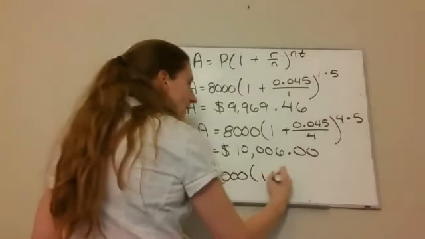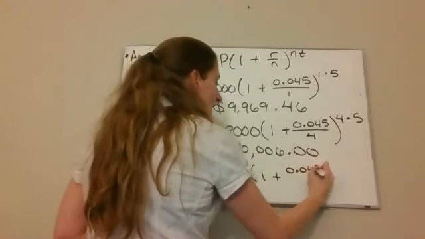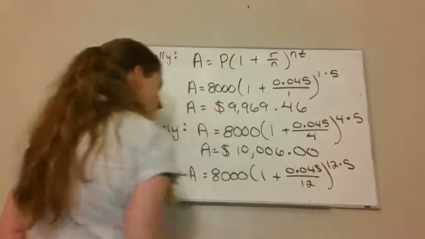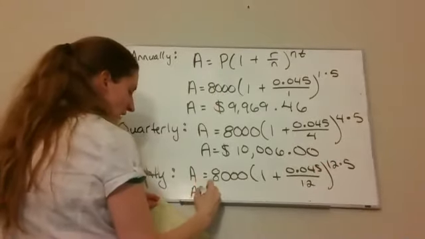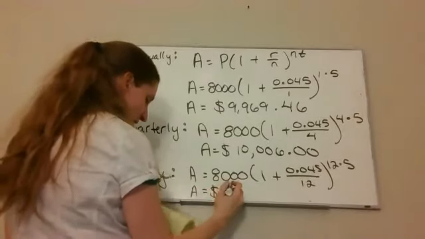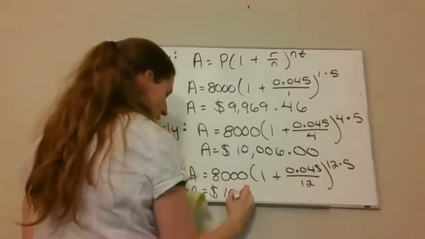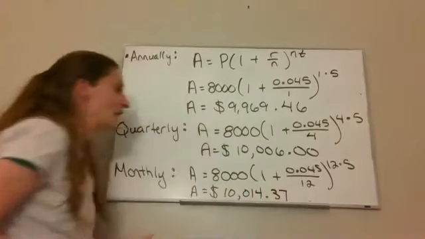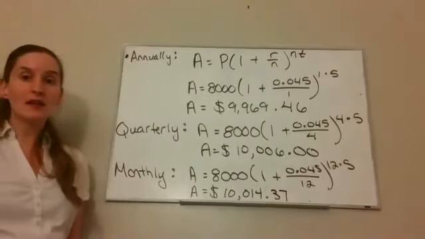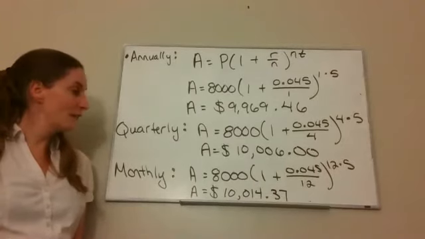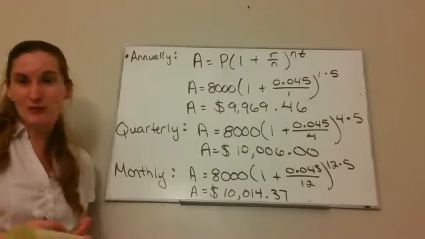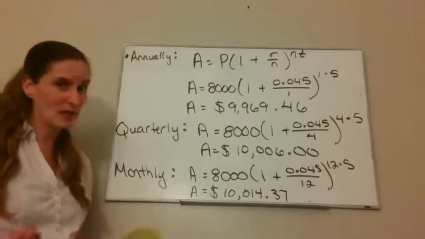So with monthly, that's using N equals 12. So you would type all of that into your calculator and get $10,014.37. So far it is working the way we thought. Monthly gave us even more money than quarterly. Not a lot more, but about $8 more. $8 is $8. You might as well take it, right?